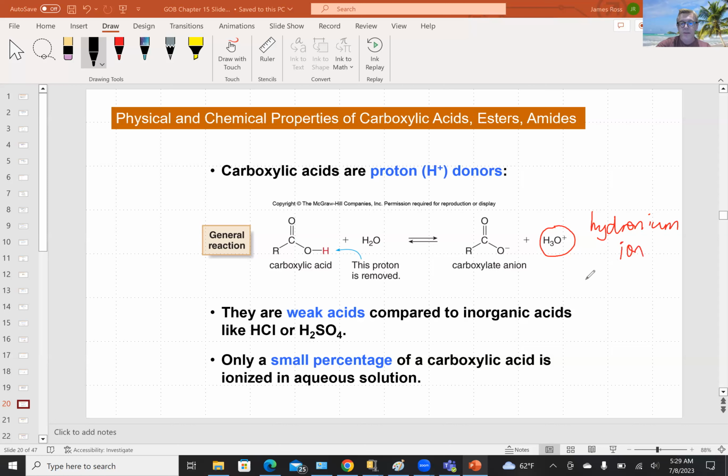Initially we're going to break this bond. The oxygen keeps the electrons and the hydrogen gets left in the dust, but the hydrogen is rapidly scavenged by water, and that's going to generate the hydronium. So you add H plus to H2O and you generate H3O plus.